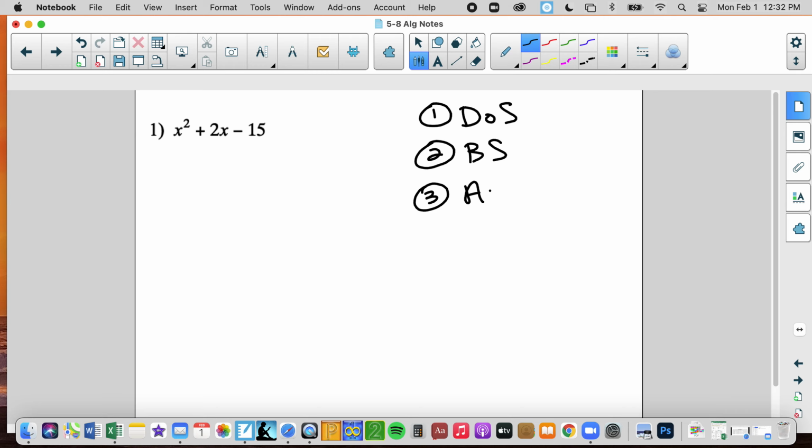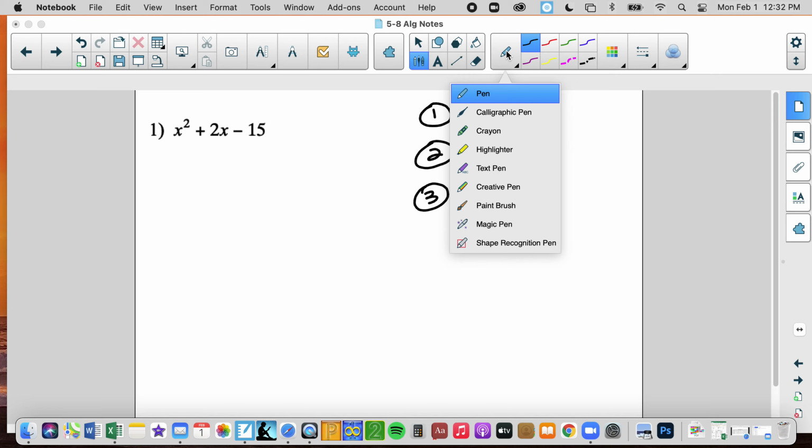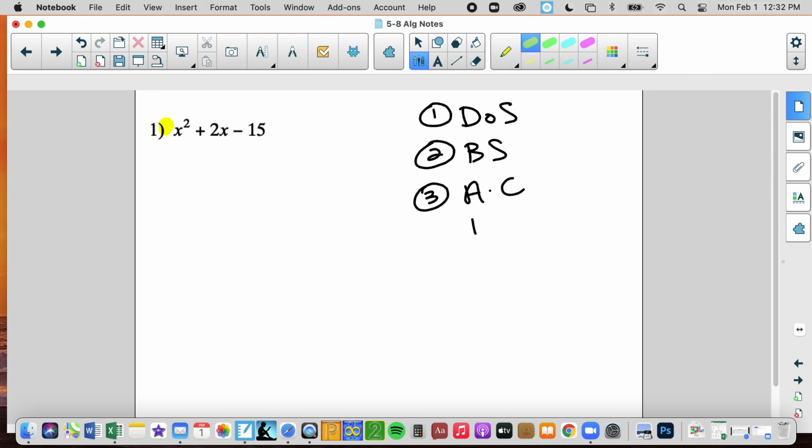So we're going to do A times C. My A value is 1. Where is my A value? Remember, my A value is going to be the coefficient of x squared. That's always going to be my A value. And my C value is going to be my constant. In this case, my constant is negative 15. And we're going to multiply those. 1 times negative 15 gives me negative 15.